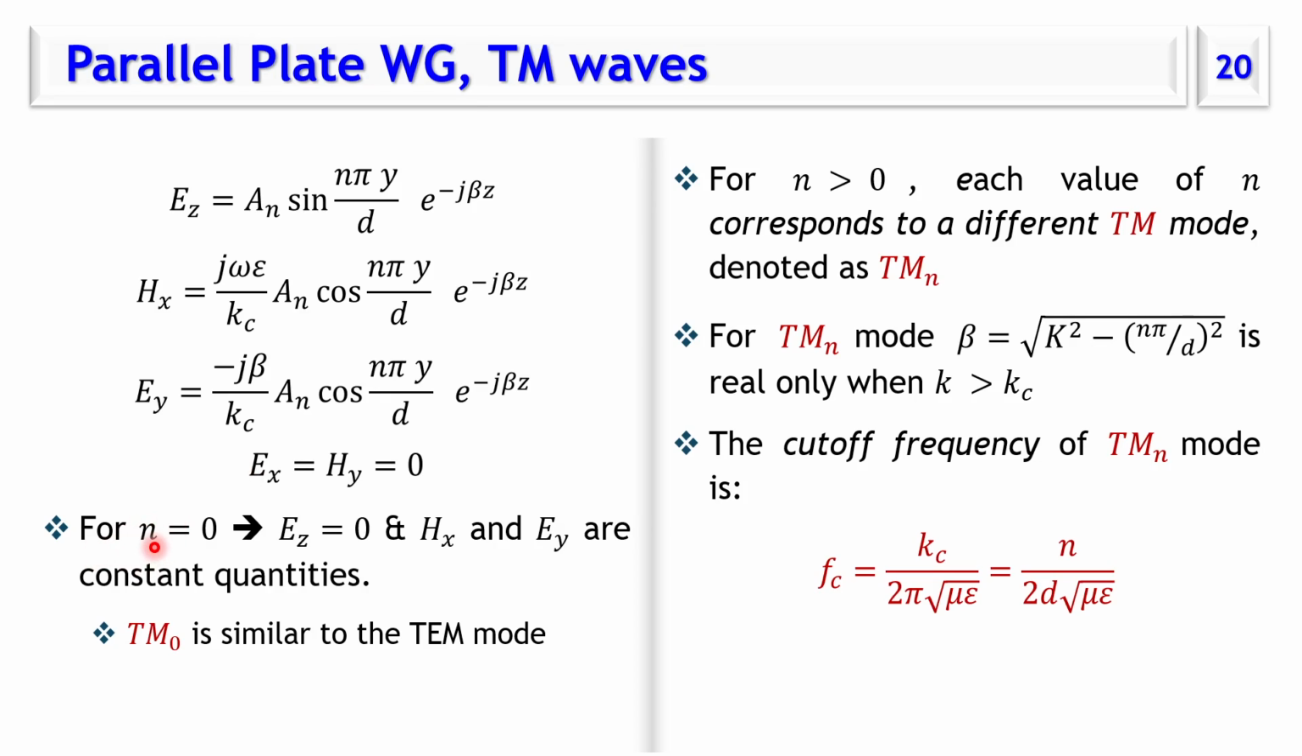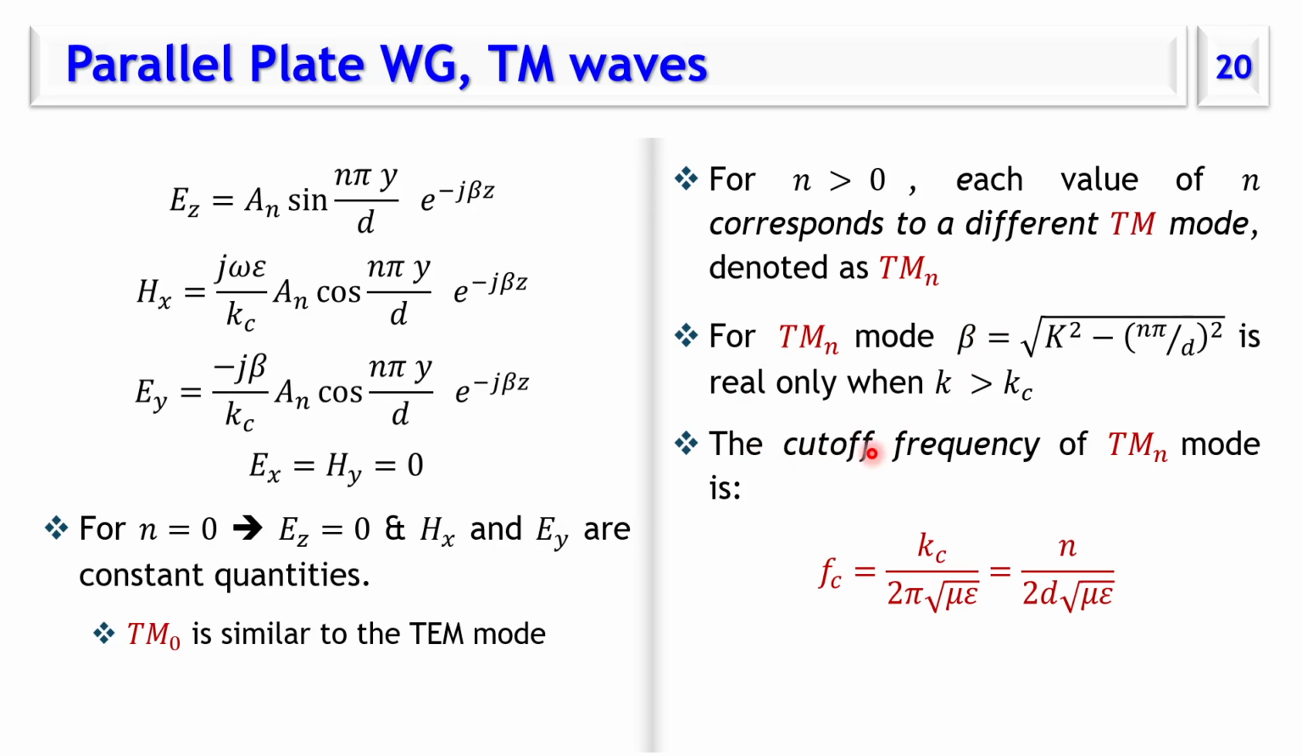When n equals 0, Ez will equal 0, and we are back to the TEM mode. For n other than 0, each value of n corresponds to a different transverse magnetic mode that's called TMn. For that mode, the phase constant has this expression: if k, the wave number, is greater than kc, beta will be real and we have propagation. If k is less than kc, beta will be imaginary and we have a non-propagating mode.